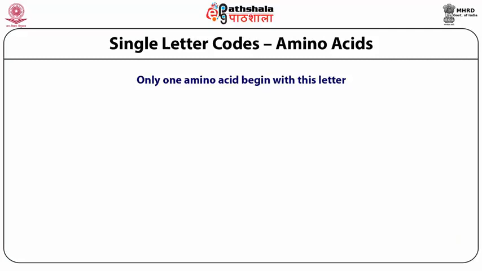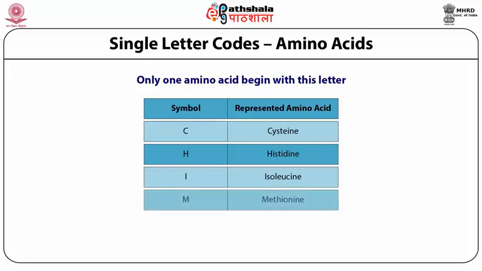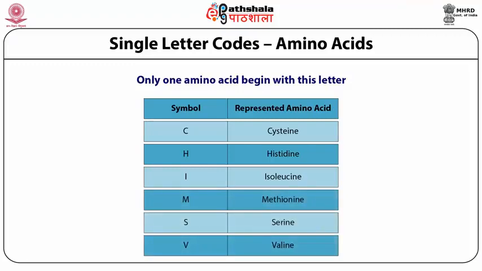I'll give some tips for remembering single letter codes for all 20 amino acids. Six amino acids, that is cysteine, histidine, isoleucine, methionine, serine and valine, have first letters which are not the first letter of any other amino acid. Therefore, these first letters are used to encode their names.